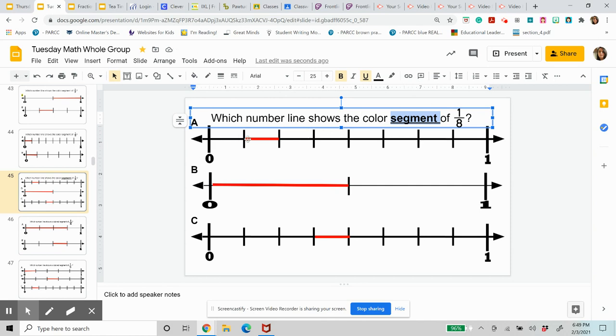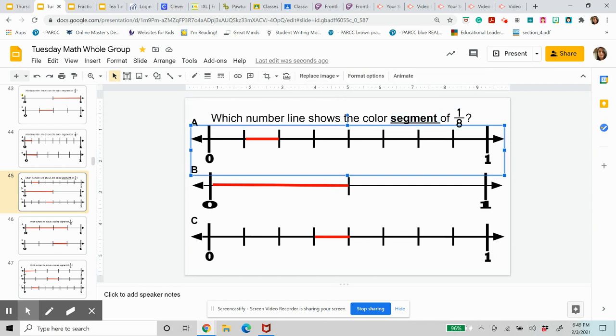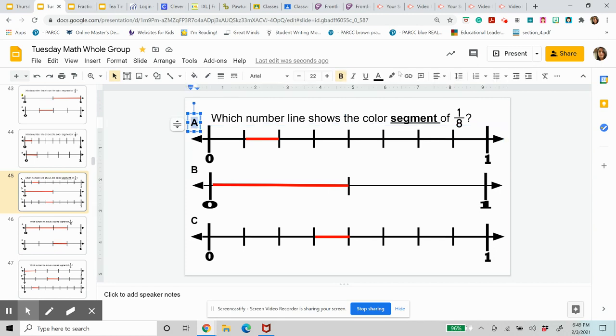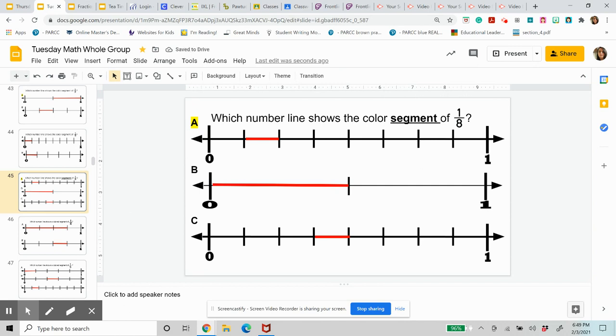So let's count. 1, 2, 3, 4, 5, 6, 7, 8. 1 piece is colored out of 8. Yes. A is definitely 1/8. Okay. Let's continue to look because sometimes there's more than one choice.